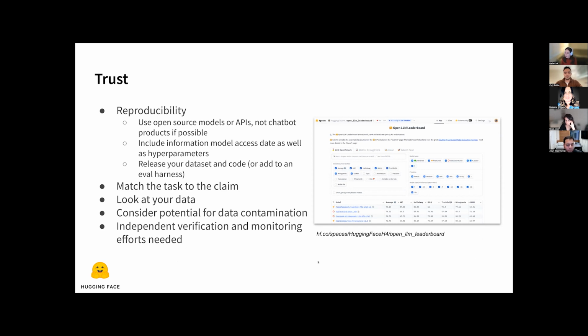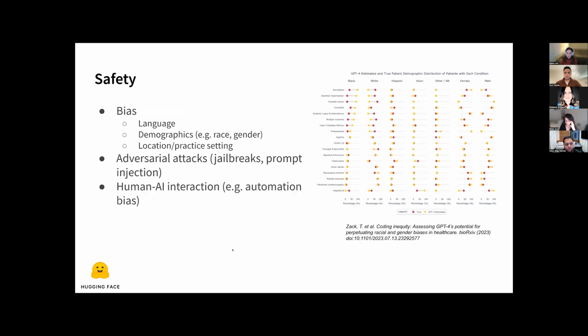One example of these types of independent efforts is that Hugging Face has a number of open large language model leaderboards that we maintain. And we're going to be making some more within the clinical and biomedical context. So keep an eye out for that soon.